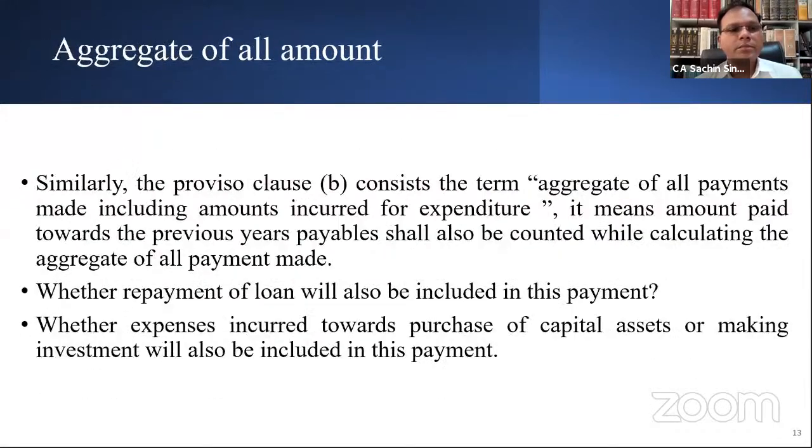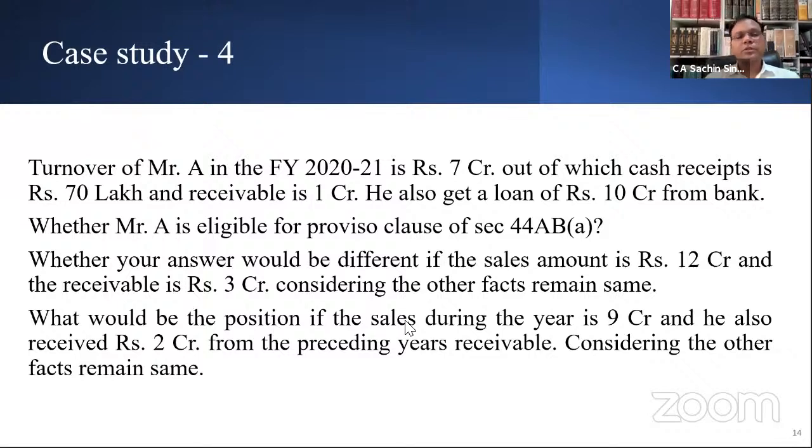So coming to next. What would be the position if the sales during the year is 9 crore and he also received 2 crore from the preceding year receivable, considering the other facts remain same. It may so happen the debtors realized for the preceding year. So in that case, sales is 9 crore, and if the loan is taken, then we will test including the loan, the limit, the 70 lakh is less than 5%.